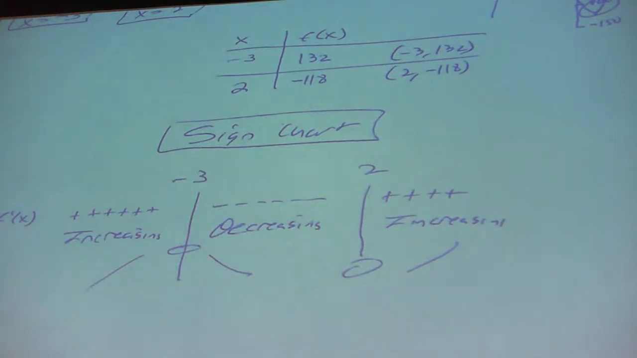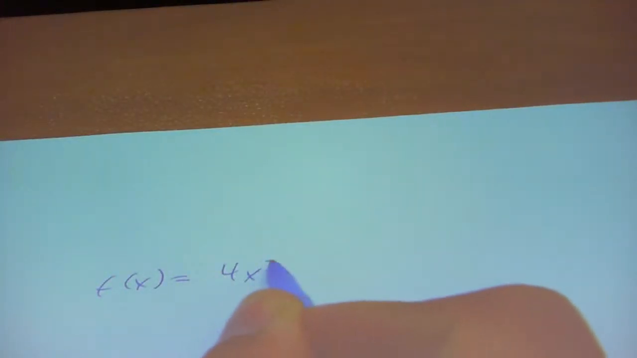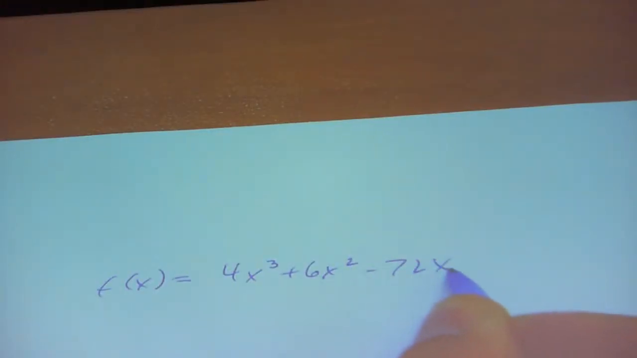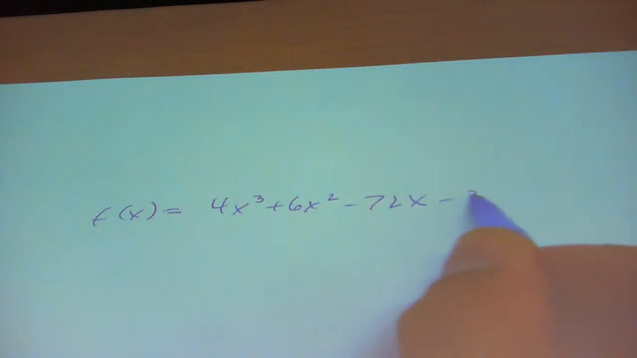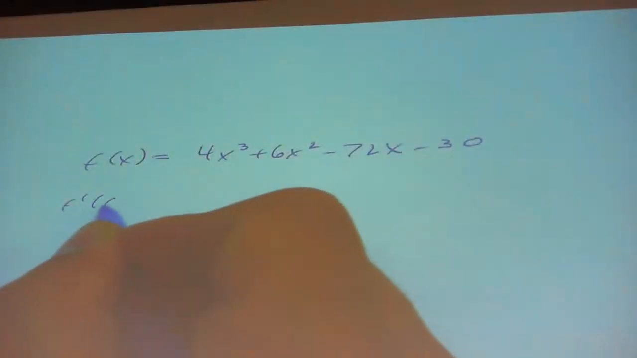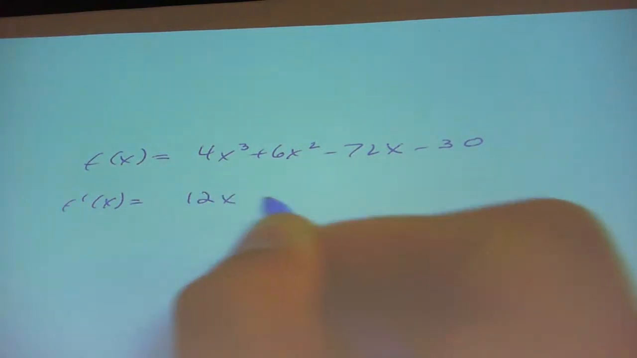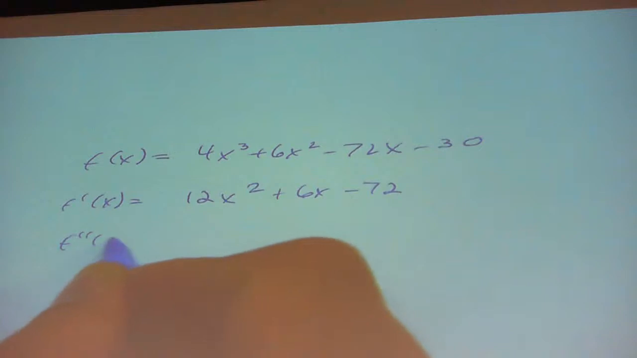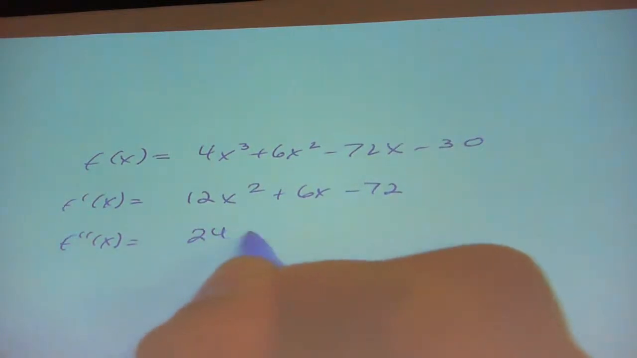from 4.1. Now what we're focusing on is 4.2. So in 4.2, we're looking for where the graph is concave up and where the graph is concave down. And then we do that by finding the inflection point. So for the new section, 4.2, we don't take the first derivative, we take the second derivative. So the first derivative is 12x squared plus 6x minus 72. The second derivative is 24x plus 6.